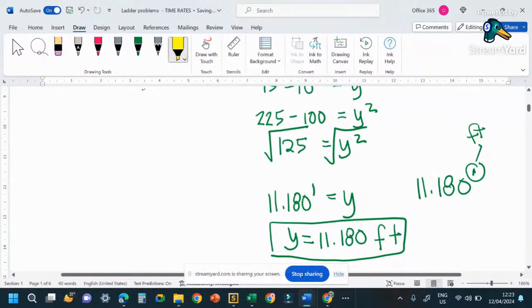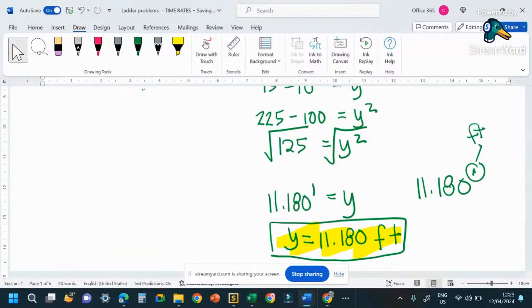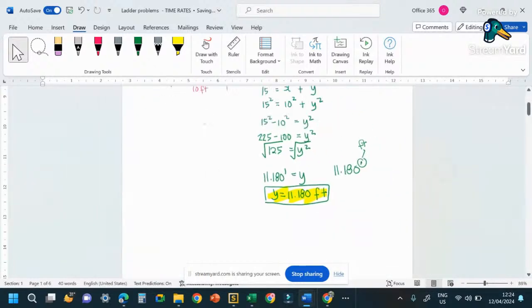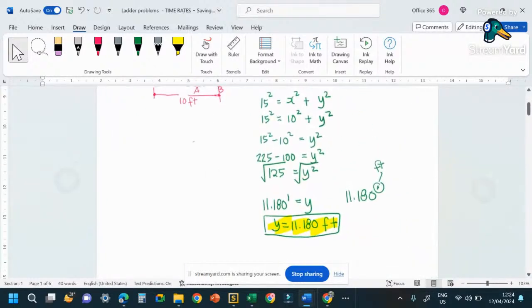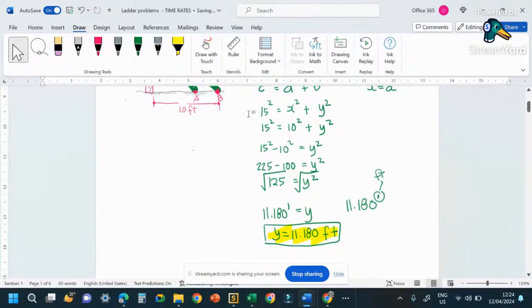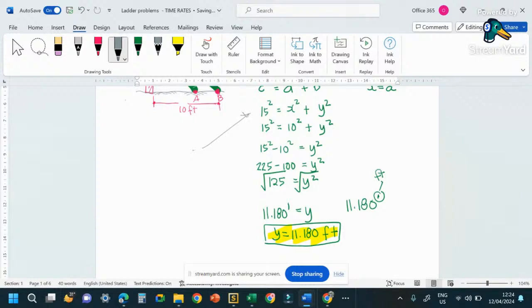Knowing y to be 11.180, we are now ready to do the derivative of the equation we just established a while ago. So let's go back there.